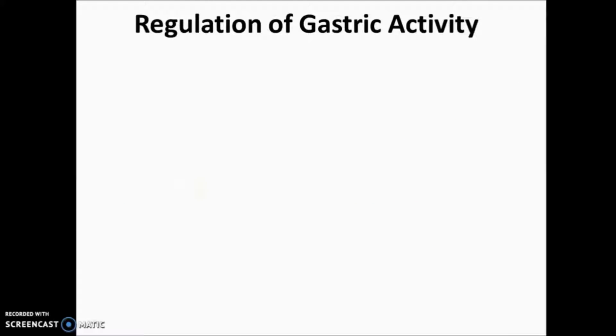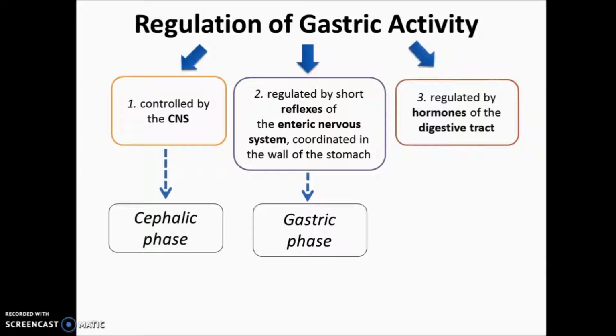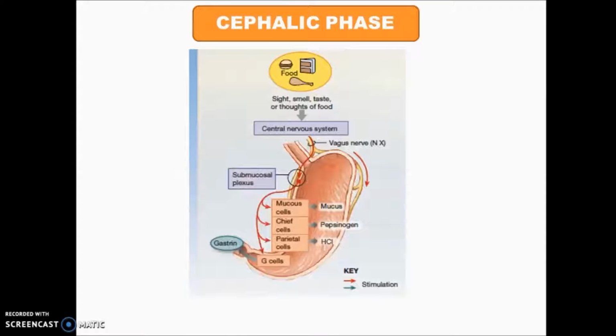Gastric activity can be regulated in three ways. The first is by the central nervous system, the second by reflexes of the enteric nervous system, and the third by hormones of the digestive tract. Gastric control proceeds in three overlapping phases: cephalic, gastric, and intestinal.